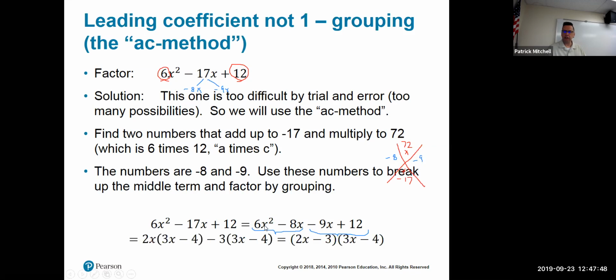So I factor a 2x out of the first two terms. I end up with 2x times 3x minus 4. I pull a -3 out of -9x plus 12. I end up with -3 times 3x plus 4. My common factor is 3x minus 4. I pull that out. My other factor is 2x minus 3.